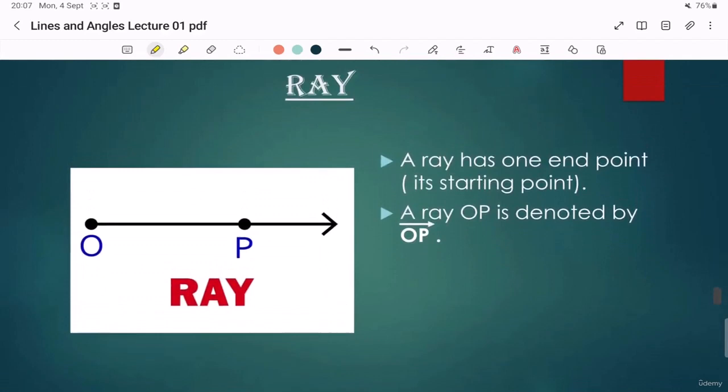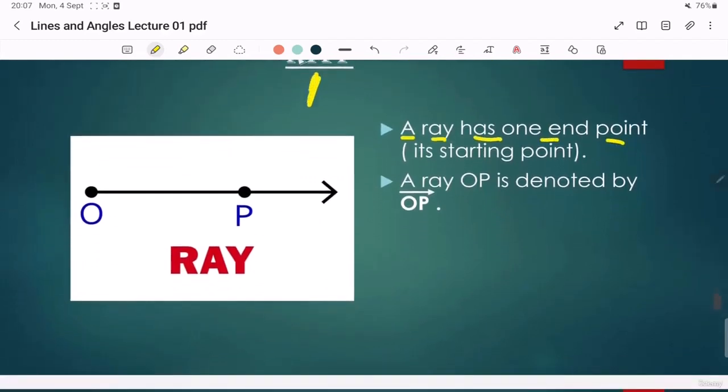Now let's see what a ray is. A ray has one endpoint. So this is a ray. For example, OP is a line segment. Now we are extending its one endpoint P endlessly. This will give us a ray. So this is a ray. Therefore, OP is a ray.